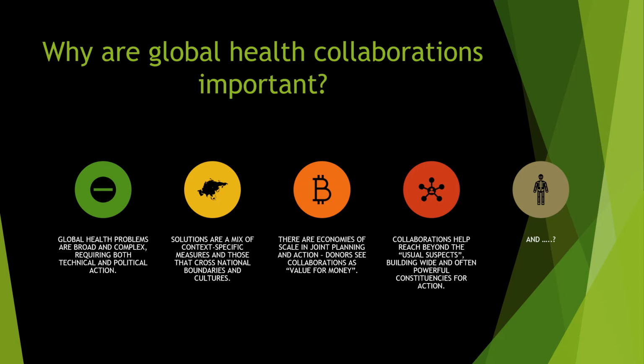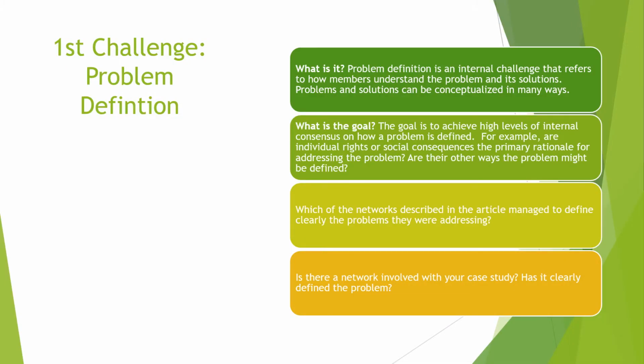And fourth, collaborations help reach beyond the usual suspects. They build wide and often powerful constituencies for action. And you can see in the article on maternal and child health how that sector over time reached out to engage other actors and constituencies in what was a narrow sector at the beginning, and how by doing that they were relevant to new political contexts.